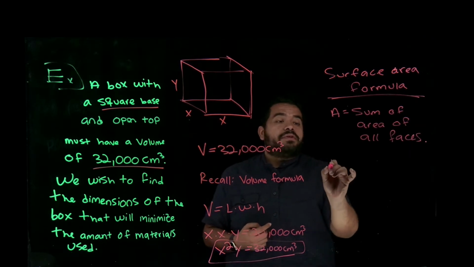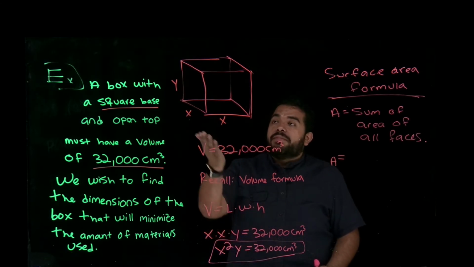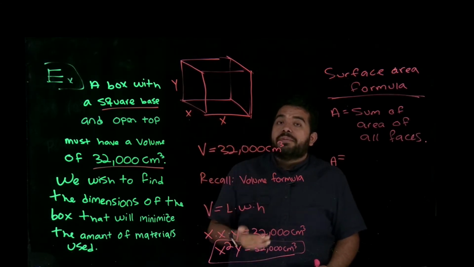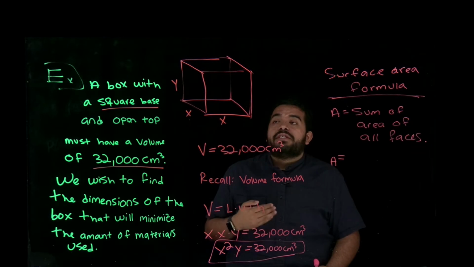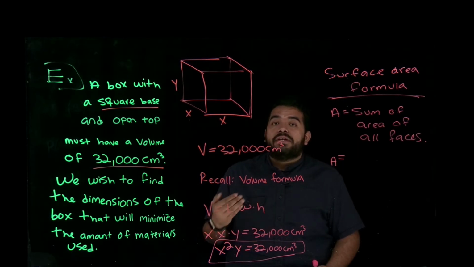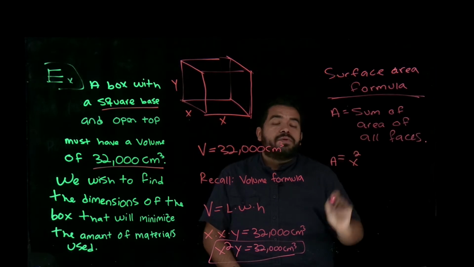So for this problem, the area is going to be, well, how about we start with the bottom part? The bottom area here, so meaning the base, remember that this is a square base. So that means that the length and the width are equal to each other. So to get the area of that rectangle is going to be length times width, which is x times x, or x squared.